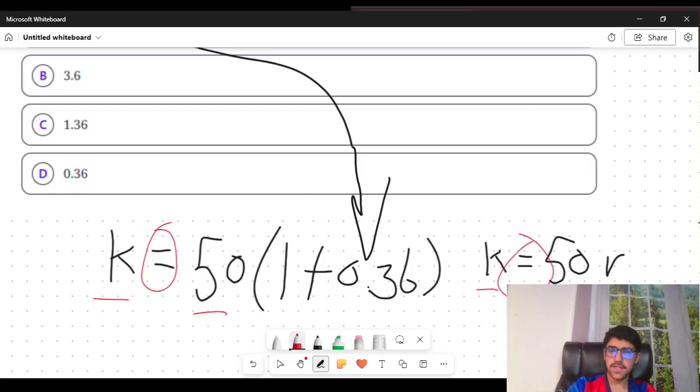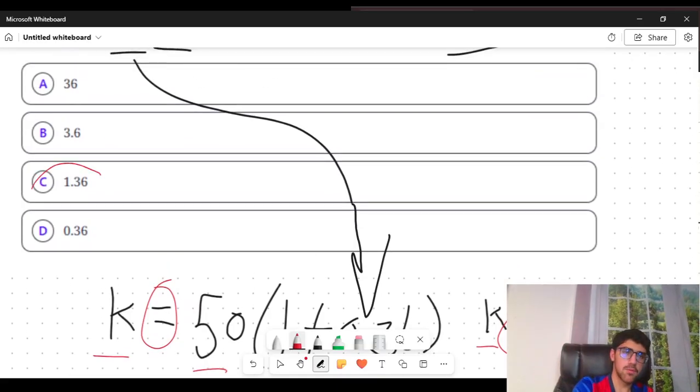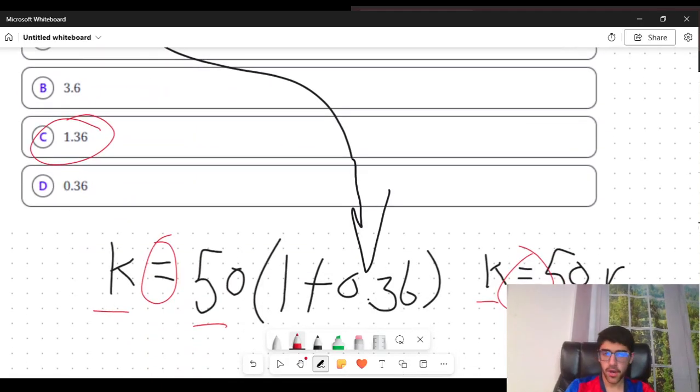And then there's 50 times a number. Right here it's 1 plus 0.36. Right here it is r. So then from there you could just say, okay, I know the answer is 1.36. So that's the pattern they want you to recognize.